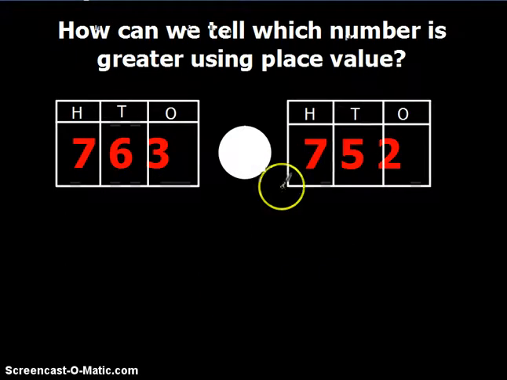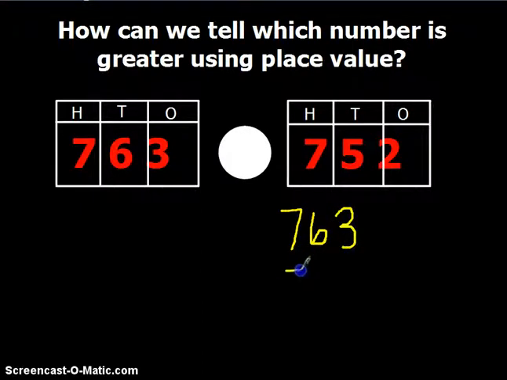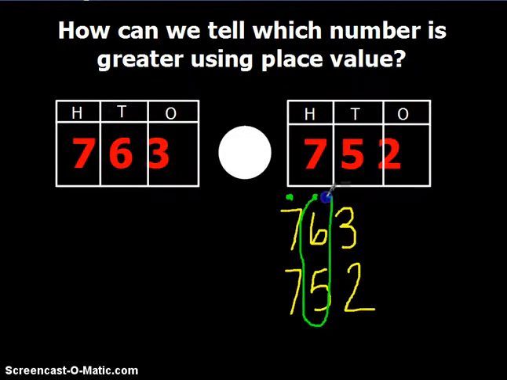Another trick that you might use when you're comparing numbers is to take your two numbers and stack them on top of each other like this. 763 and 752. That way you can see your places very easily. So when I compare my hundreds place, I can see that both of these numbers are 7, so that doesn't help me. But when I move to my tens place, now I have two numbers that are different. So right here, I can still tell that 6 tens is greater than 5 tens. So therefore, I still have that greater than sign right there.